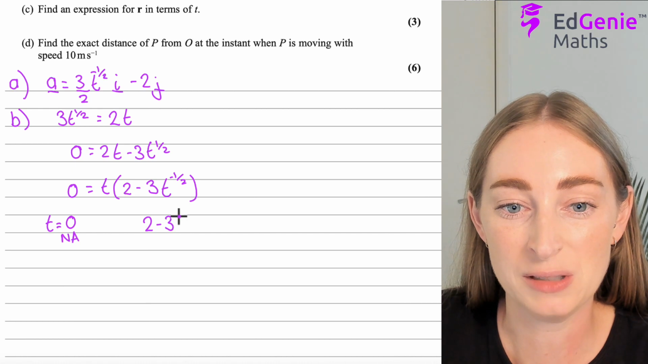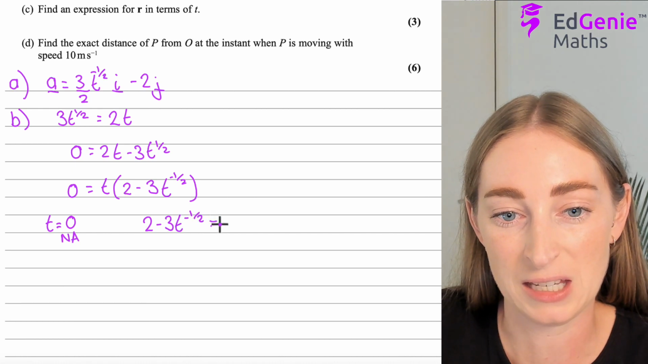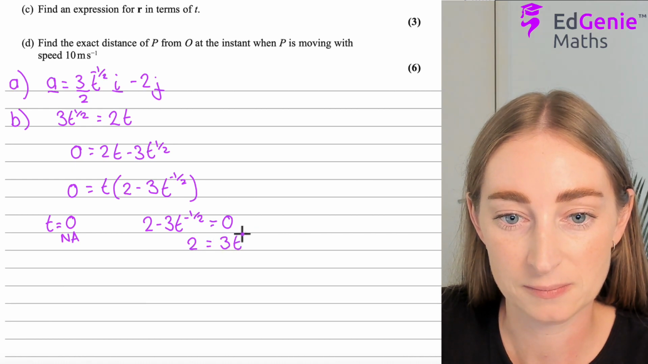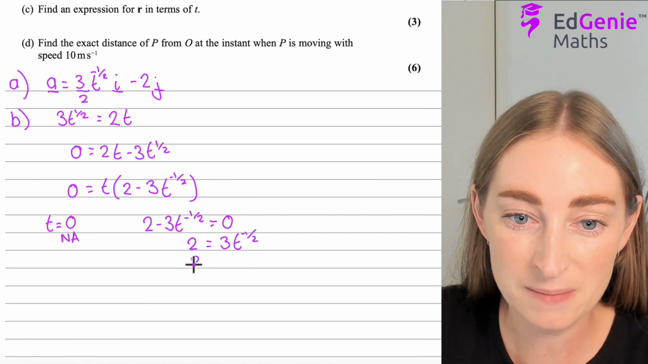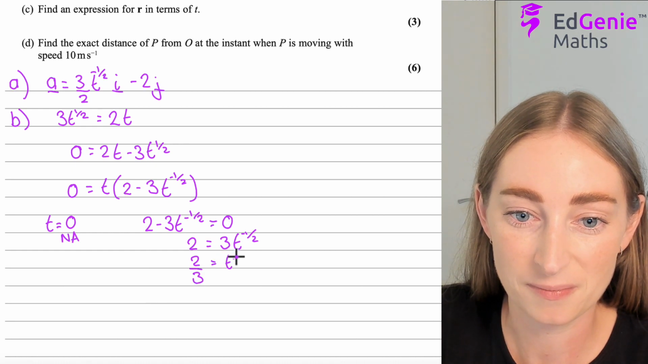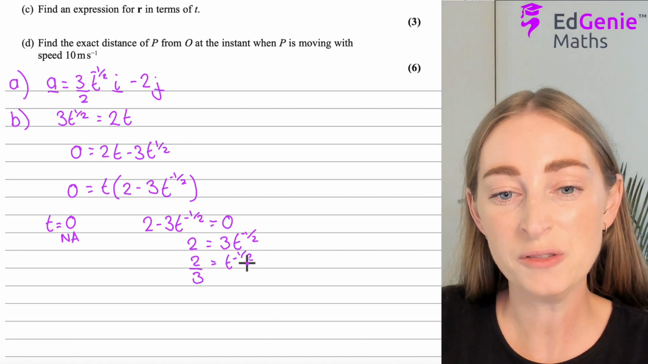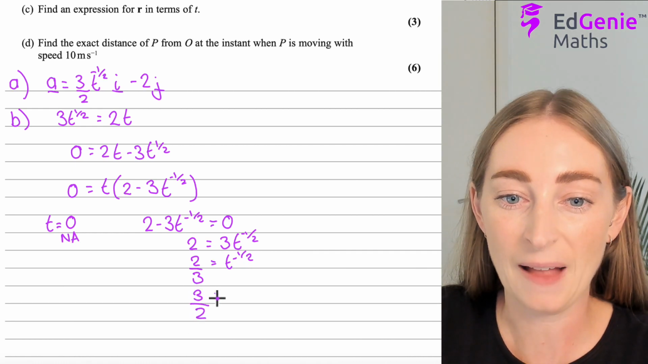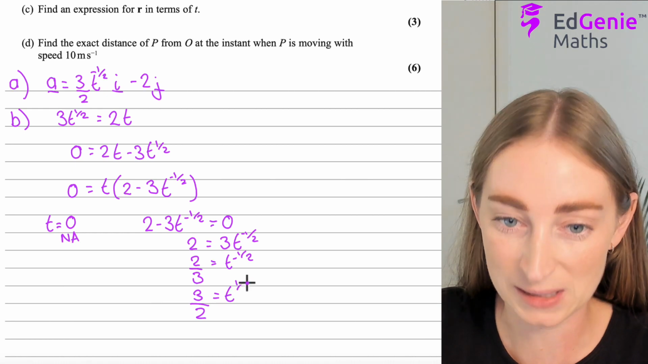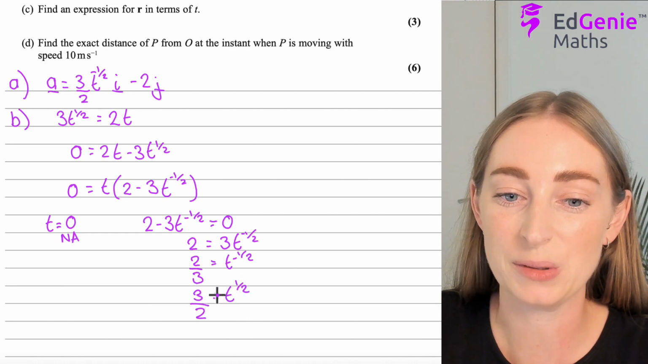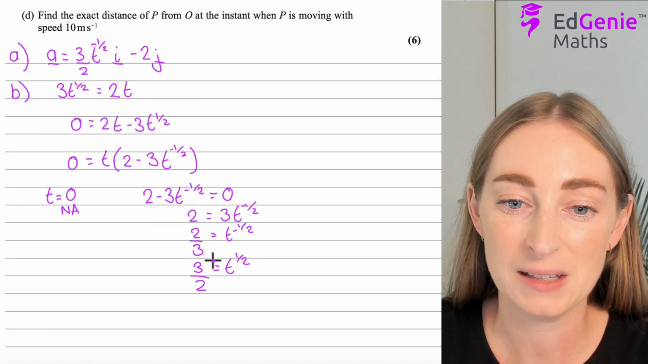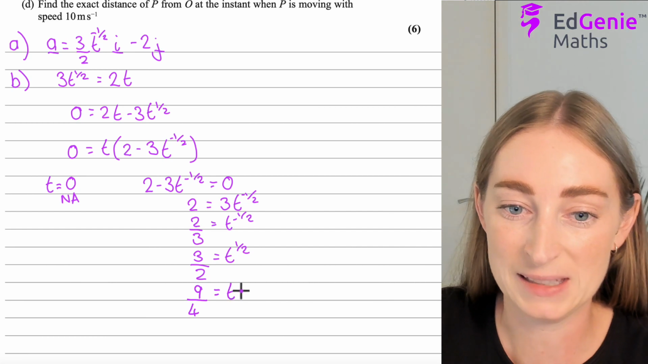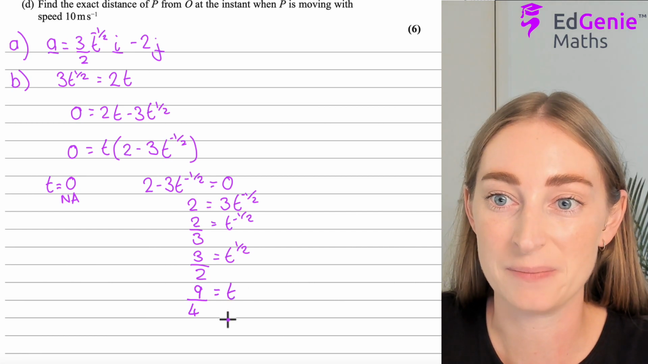And 2 minus 3t to the minus a half is going to equal 0. So 2 equals this. Divide by 3. And then, because you've got a negative power, what we can do is we can write it as 3 over 2, and that's going to equal t to the power of positive a half. Then what we want to do is square both sides of the equation. So that's going to be 9 over 4. And that's going to equal t. So that must be our answer.